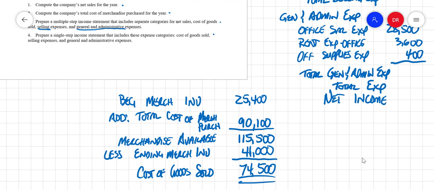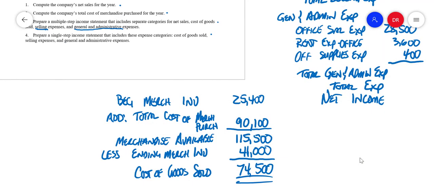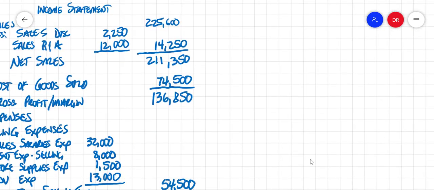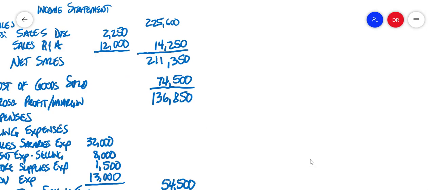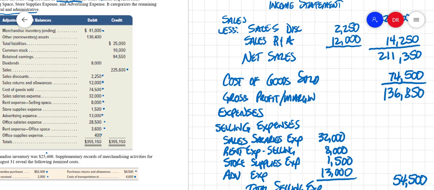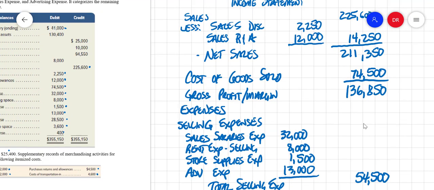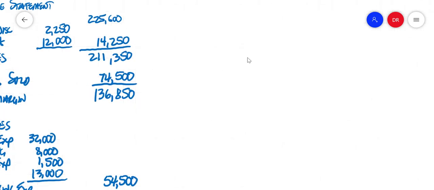Okay, so then we come down here to part 4, prepare a single step income statement that includes these expense categories: cost of goods sold, selling expenses, and general and administrative expenses. So I'm going to move over here because we're going to use this statement, but we're going to simplify it quite a bit. So in a single step income statement, we're not going to show as much detail.